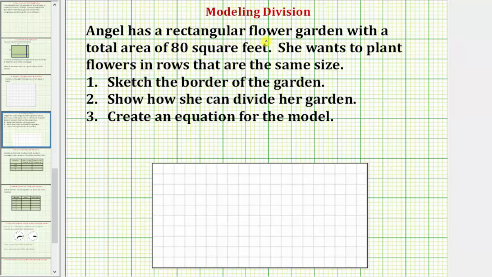Angel has a rectangular flower garden with a total area of 80 square feet. She wants to plant flowers in rows that are the same size. Number one, we're asked to sketch the border of the garden.